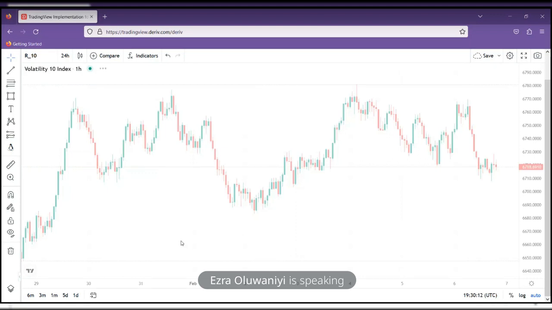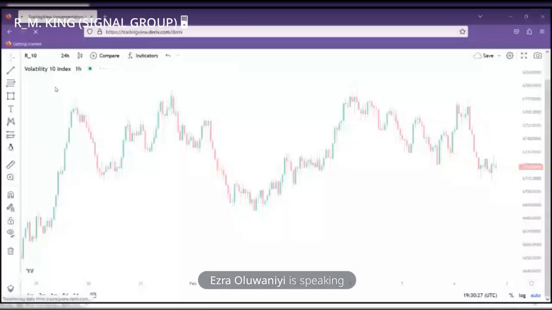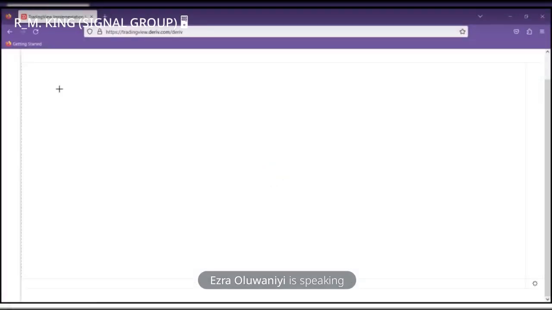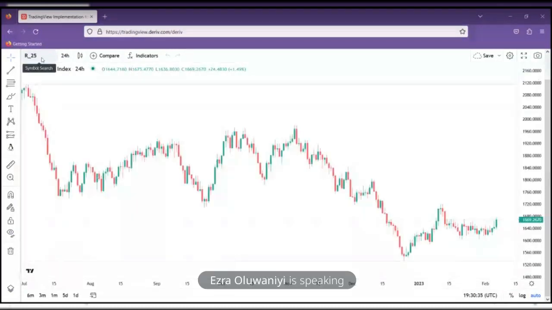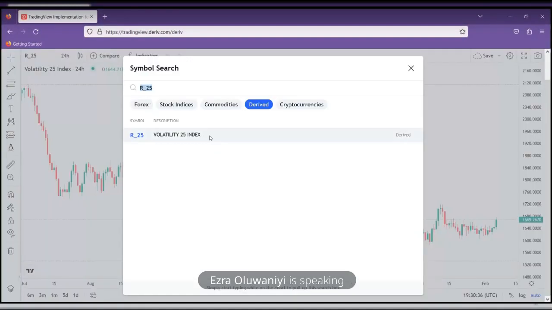Wow, why is the network like this? Sorry, I think the network has become slow. Okay, so let me refresh it. Let me just use VIX 10, because I think it is what most of us use.